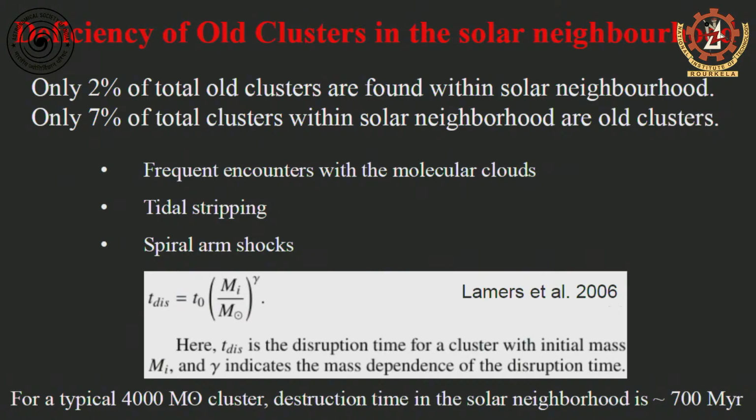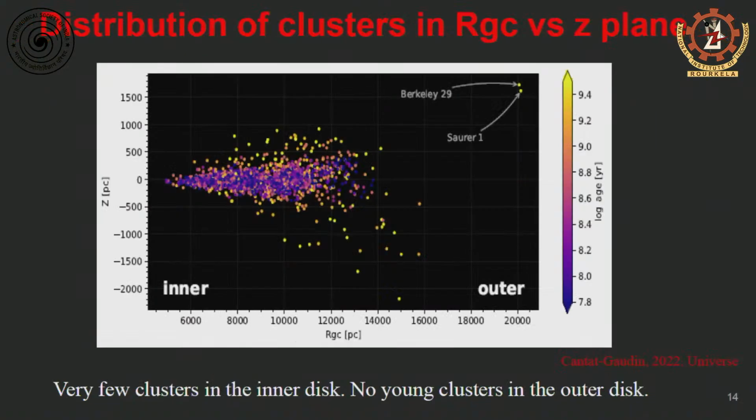Lamers et al. gave a rough estimate of the typical mass at which a cluster survives up to 1 gigayear. We have calculated that to survive for even more than 700 million years, you need a star cluster of more than 4,000 solar masses. If it is richer than this 4,000 solar mass, it may last longer than 700 million years. If it is not, because most of the clusters are not that massive, they will not survive, they will not reach this old stage.